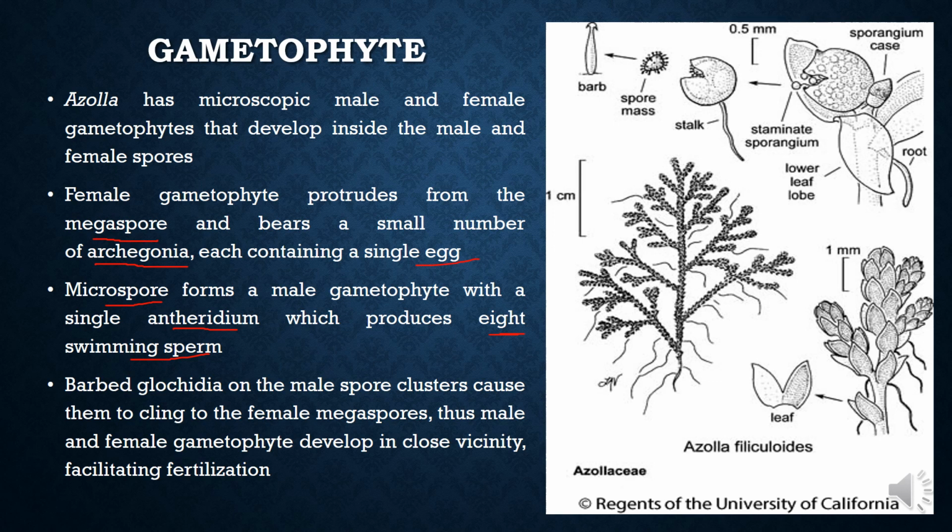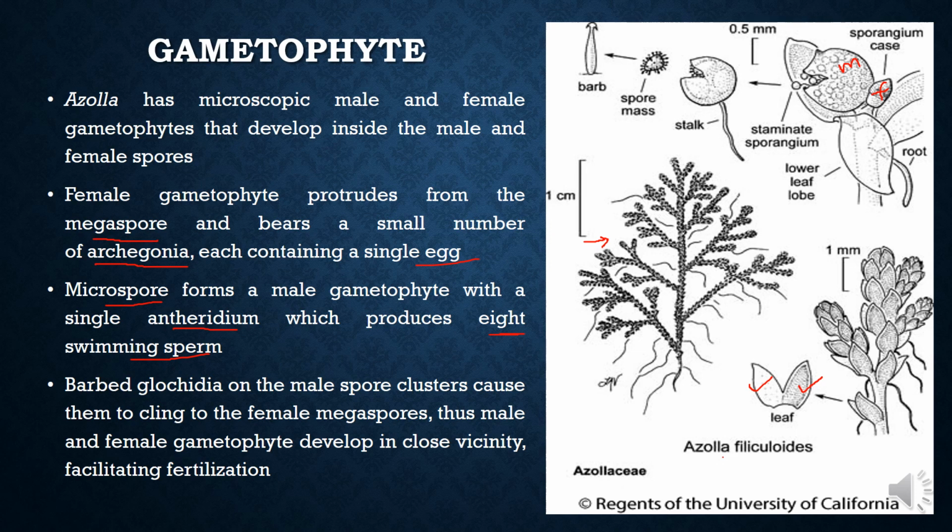So this is the diagram of a plant of Azolla, and a close-up of Azolla, where we see that Azolla has a bilobed leaf. This one is the cyanobacterial portion, and this one is the reproductive portion. In the reproductive portion, this is the male sporocarp, and this is the female sporocarp, where the male and female spores are produced.